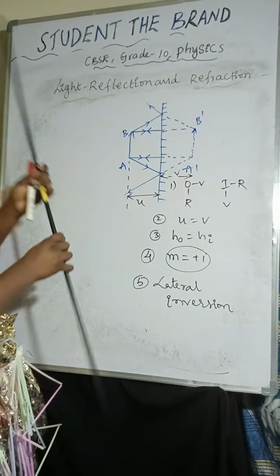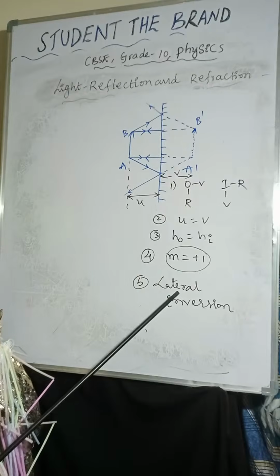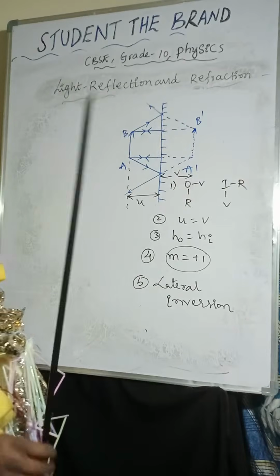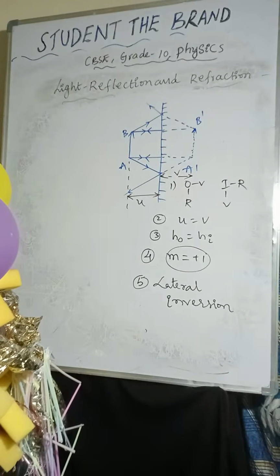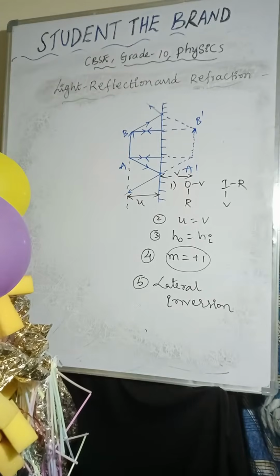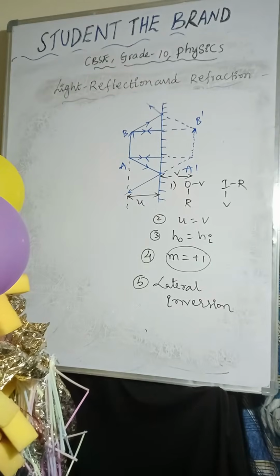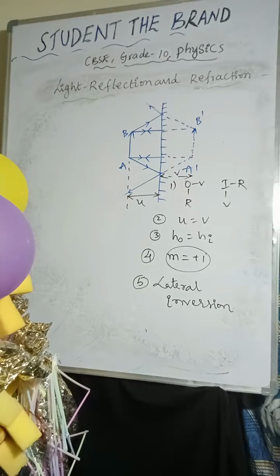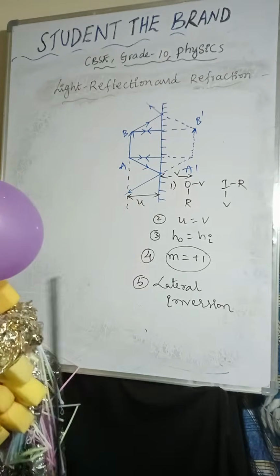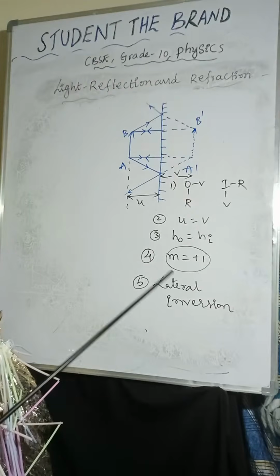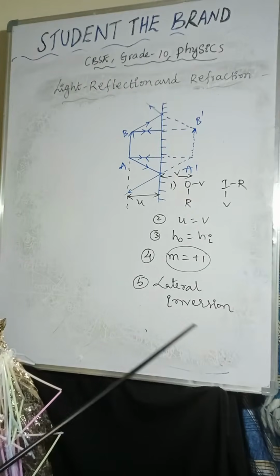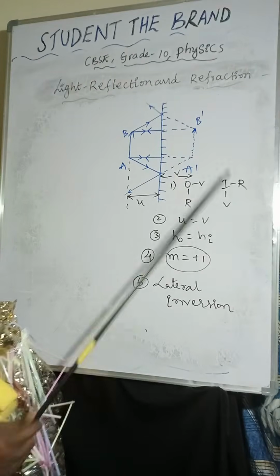And coming to the lateral inversion. So what is lateral inversion? The phenomenon where the right side of the object appears to be the left side of the image, and the left side of the object appears to be the right side of the image. So this mirror image is called lateral inversion. I hope these points are clear.